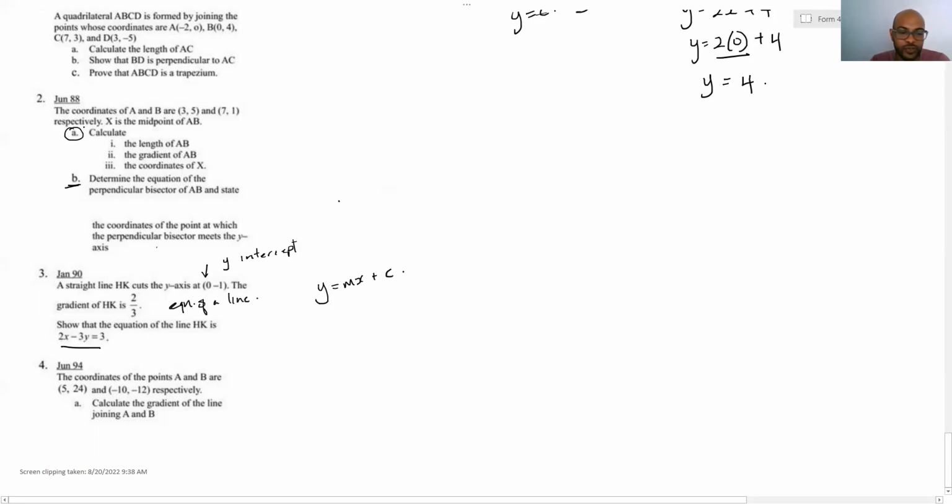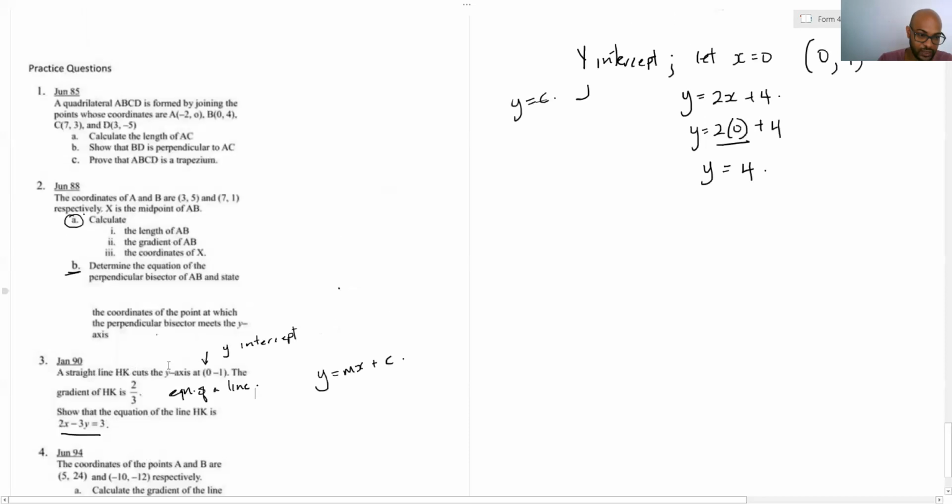Right, and the last one, the coordinates of A and B are 5, 24, and -10, 12 respectively. Calculate the gradient of the line joining A, B, right? Very straightforward, just finding the gradient for number 4. So those are the 4 questions you're going to look at. Remember, for part B here, we're doing this together, right? A, B, and C should be fine. Number 3, you're finding the equation of the line. Number 4, you're finding the gradient. All right? So you're going to work on that for me now.